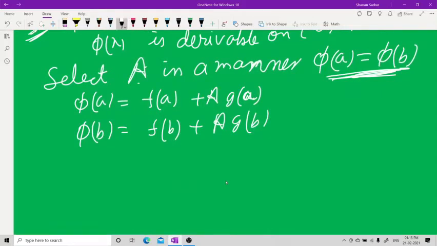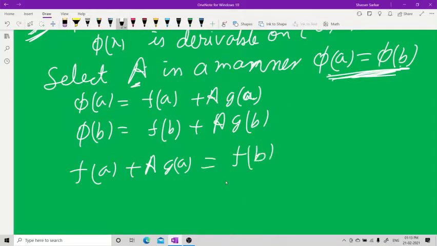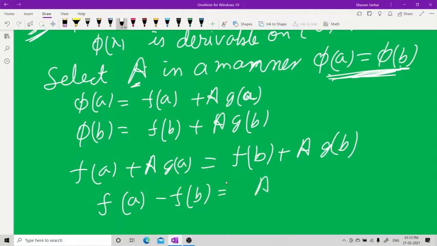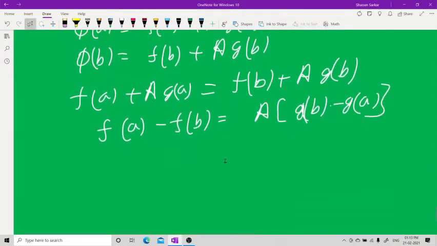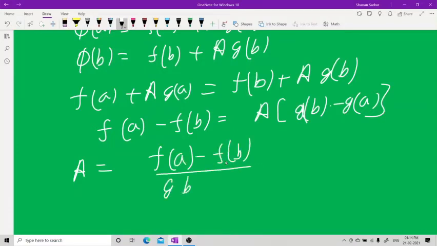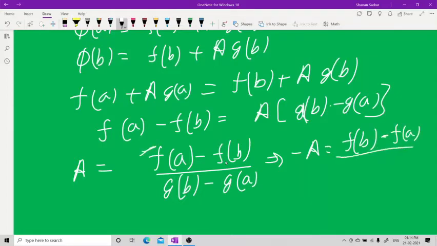We will try to select a in such a manner, हम एक ऐसे करके select करेंगे phi a equal to phi b, रोल का third condition आ जाए जैसे. So fa plus a ga and fb is equal to fb plus a gb. Now you bring this, fa minus fb is equal to a times (gb minus ga). Now a is nothing but (fa minus fb) upon (gb minus ga). Now this can be written as minus a equal to (fb minus fa) upon (gb minus ga).